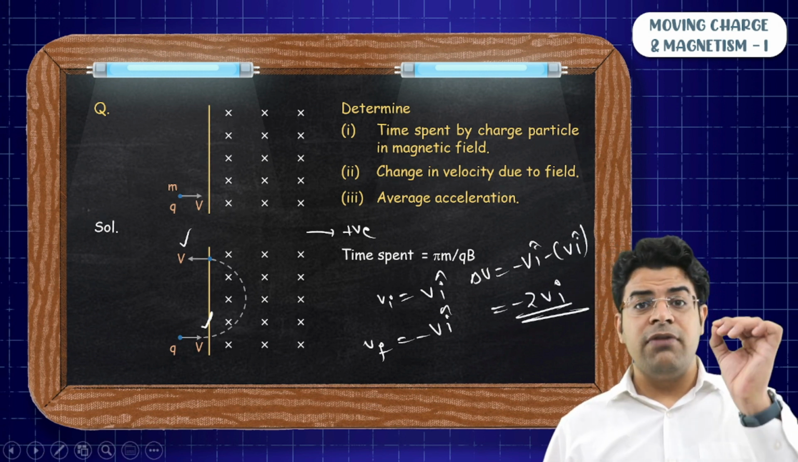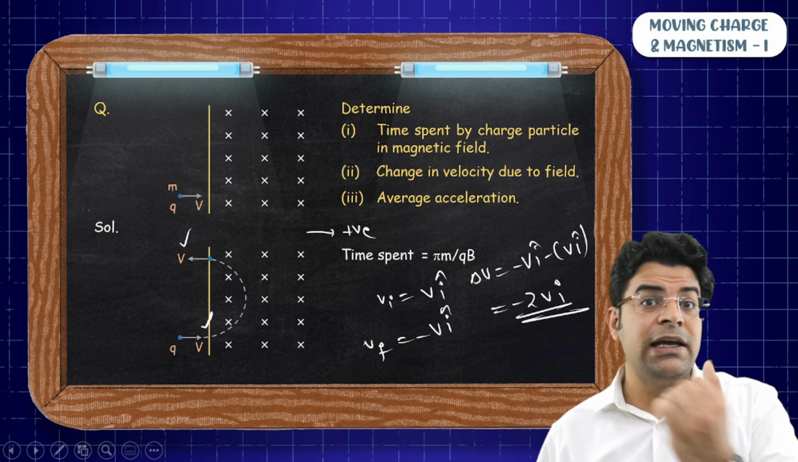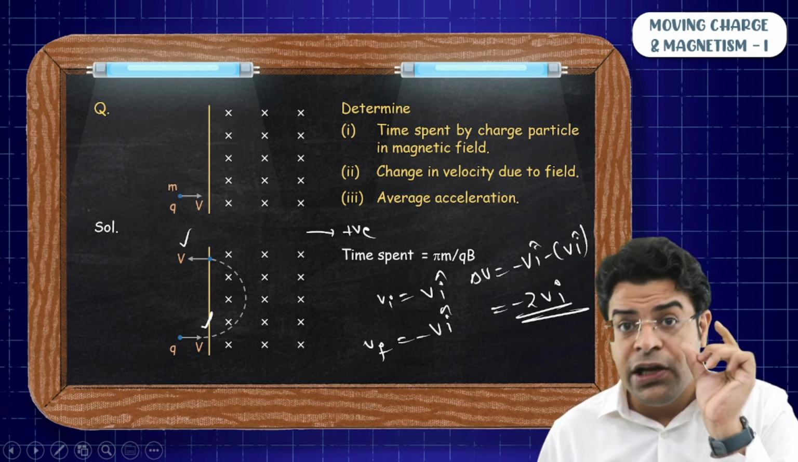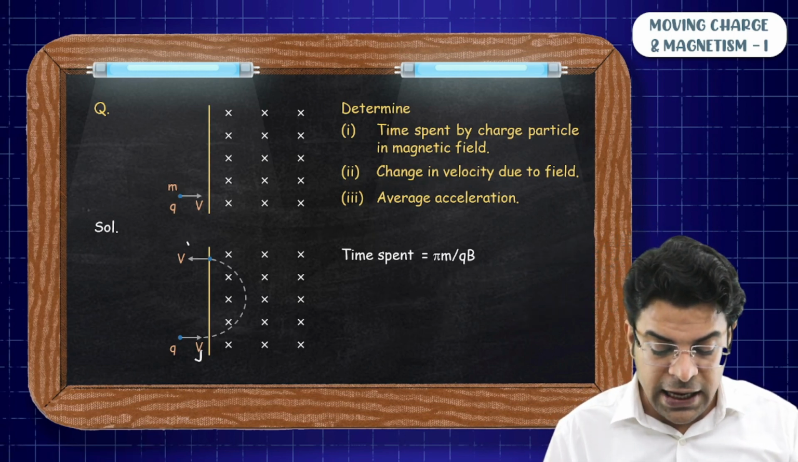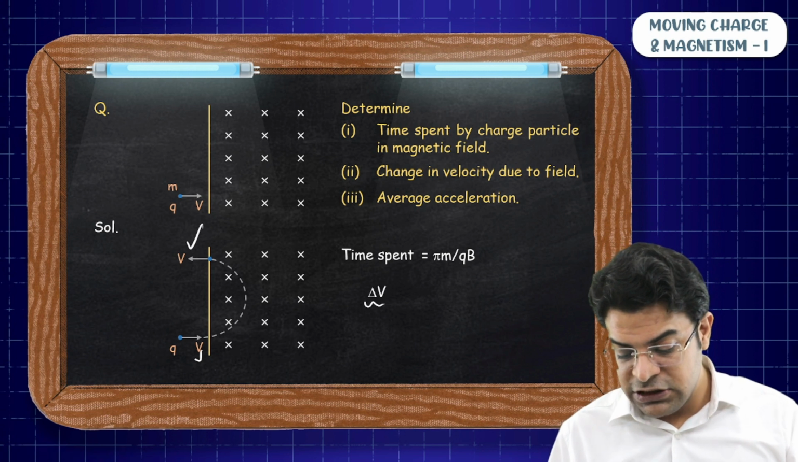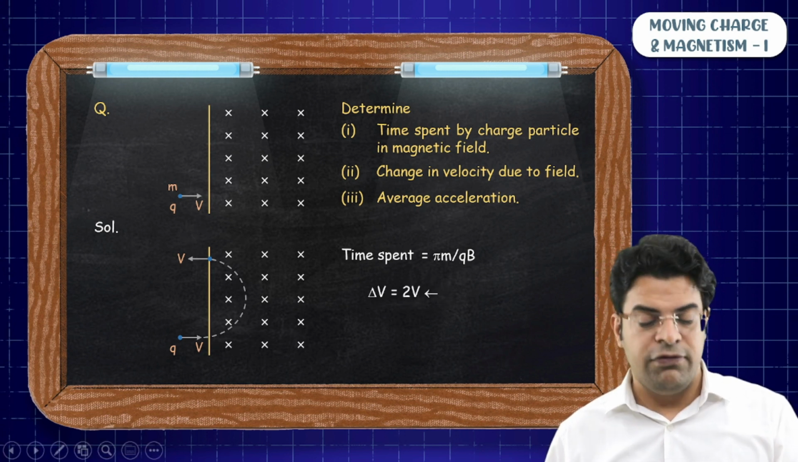So the change in velocity has a magnitude of 2v in the negative x direction. The velocity changes by an amount 2v, so the change in velocity is 2v towards left.